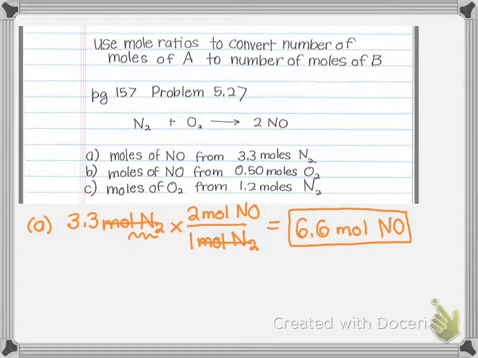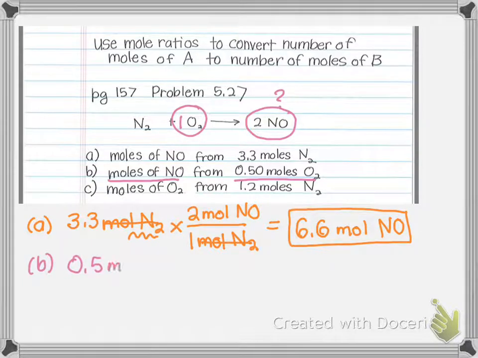Alright, so let's look at letter B. Letter B says, I'm figuring out the moles of NO. So that's what I want to figure out. This is what I don't know, from 0.5 moles of oxygen. So there's a 1 here, and this is what I was given. So you always start with what you're given: 0.5 moles of oxygen.